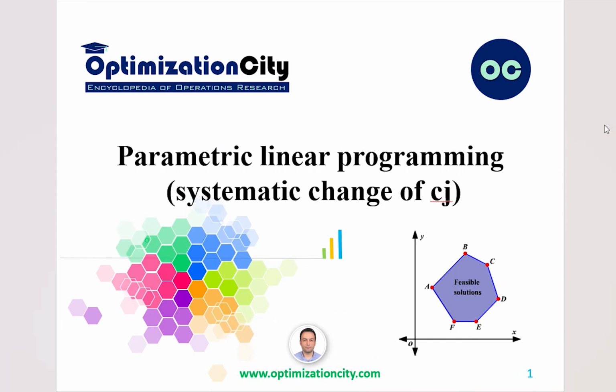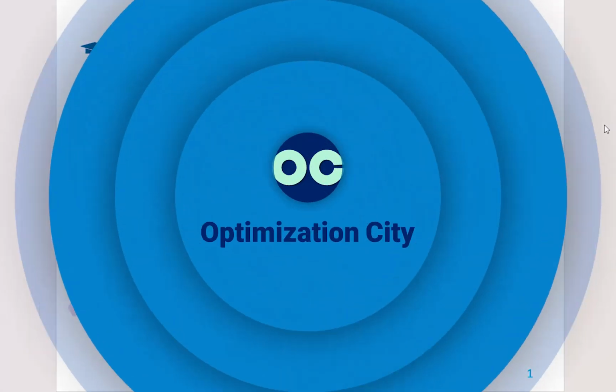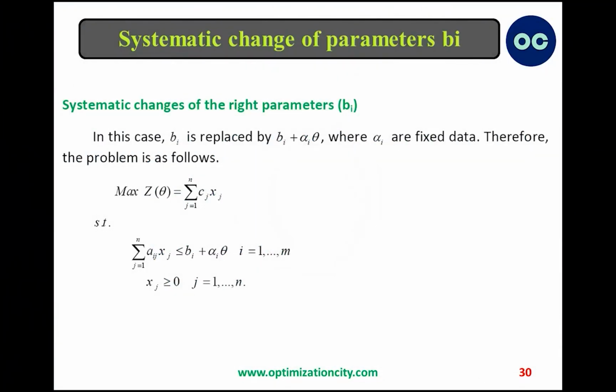In this film, we are talking about parametric linear programming focused on systematic change of c sub j. Let's move on to the systematic change in the right-hand side parameter, which is b_i.